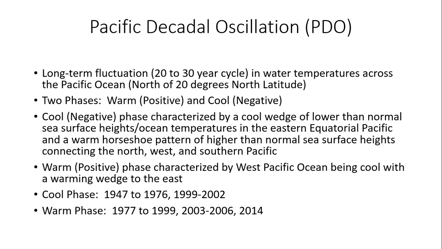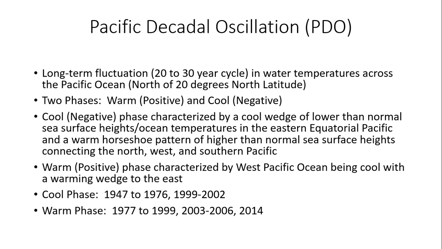I'm going to start things off by reintroducing everyone to the Pacific Decadal Oscillation. It's abbreviated PDO. Now, this is a long-term fluctuation, typically in a 20 to 30-year cycle, in the water temperatures across the Pacific Ocean, and we look primarily north of 20 degrees north latitude. Now, there are two phases associated with the PDO. There's a warm, positive phase and a cool, negative phase.